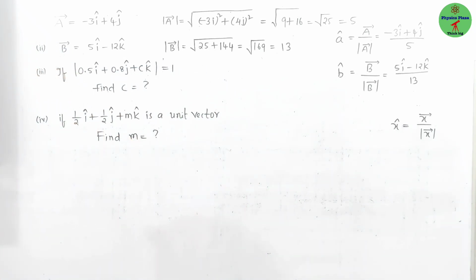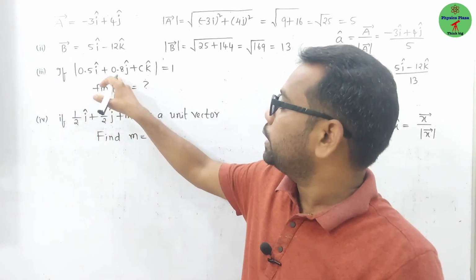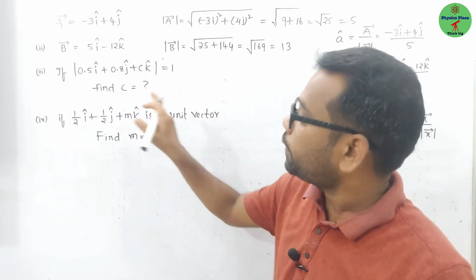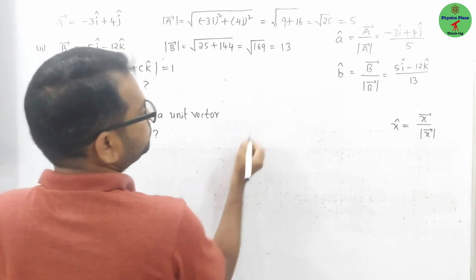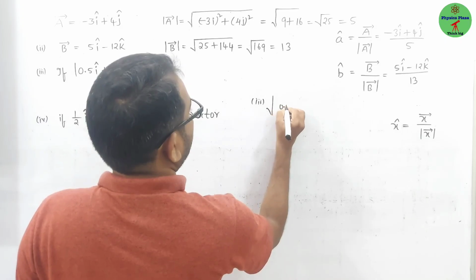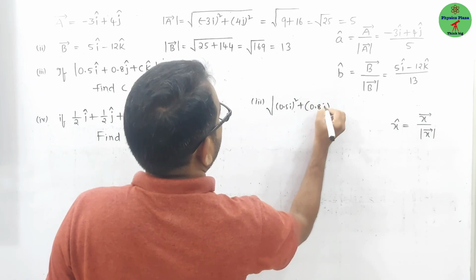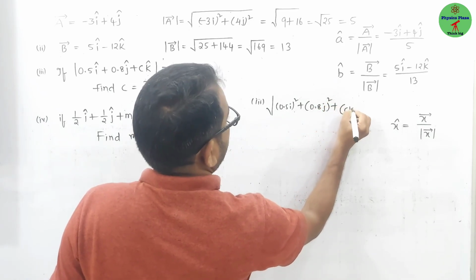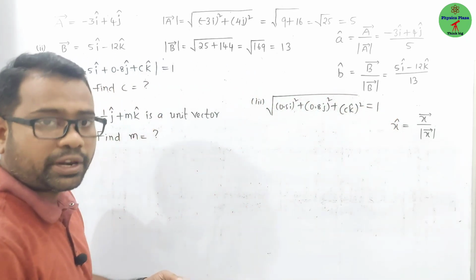Okay, come on children. Now the third one, what is given here? Here a vector is given whose magnitude is 1, which means what? It is a unit vector. If 0.5 i cap plus 0.8 j cap plus c k cap is a unit vector, then find the value of c. So how do we calculate the magnitude? Come on, use the formula. So this is going to be square root of (0.5i) whole square plus (0.8j) whole square plus (c k cap) whole square, is equal to 1 as per the question. Magnitude is 1, right? Yes.